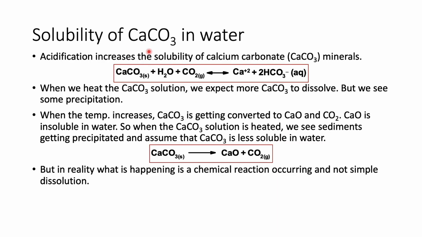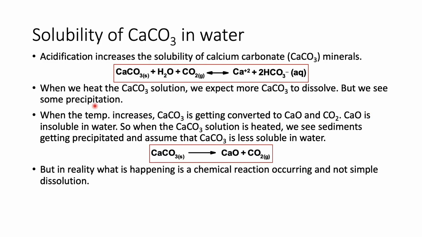Now, solubility of calcium carbonate in water. Basically, the acidification increases the solubility of calcium carbonate mineral, that is calcium carbonate with water and CO2 gives calcium 2 plus ion and bicarbonate anions. When we heat the calcium carbonate solution, we expect more calcium carbonate to dissolve. This is the simple understanding: when any salt or chemical is dissolved in water, on increasing the temperature, obviously they will dissolve more. So that is the basic understanding we have.